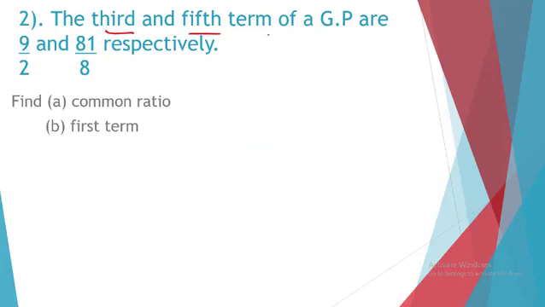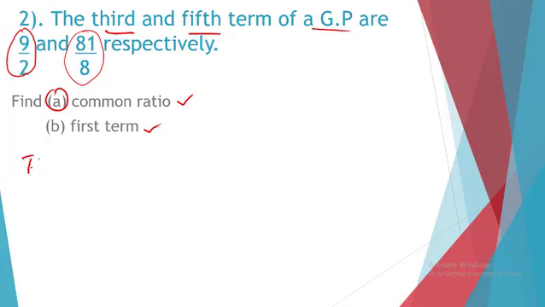Okay, question number 2. The third and fifth terms of a GP are 9/2 and 81/8 respectively. Find A, the common ratio, and B, the first term. So let us start.